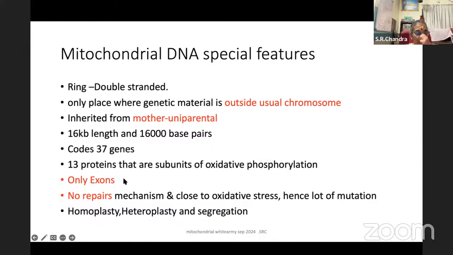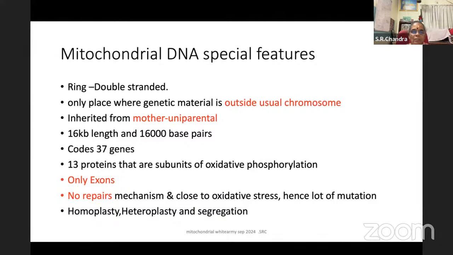It is very important. Therefore, there is no repair. Introns are needed for repair of genetic material, whereas in mitochondria, only exons are there. Therefore, there is no repair. Once damage comes, the damage remains. With no repair mechanism and close proximity to oxidative stress, there are a lot of mutations. Because of that, 1 out of 5,000 children born have mitochondrial disease. So the sick mitochondria remain sick.